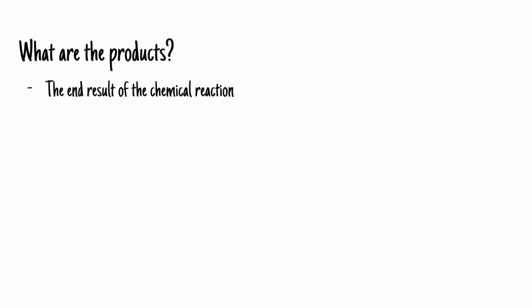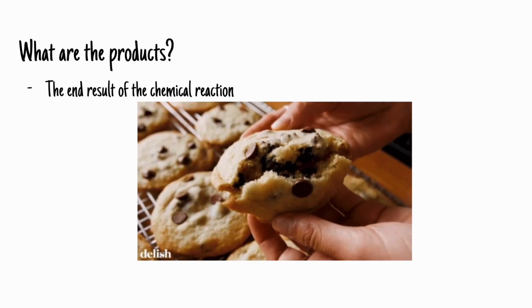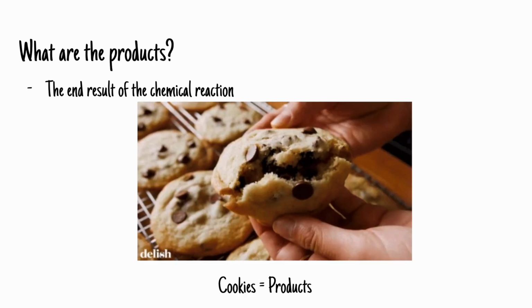What are the products? Products are the end result of a chemical reaction. They're whatever leaves the chemical reaction. They can be one or many things. So when making chocolate chip cookies, you get these delicious ooey gooey chocolate chip cookies. The cookies are the products of that chemical reaction.